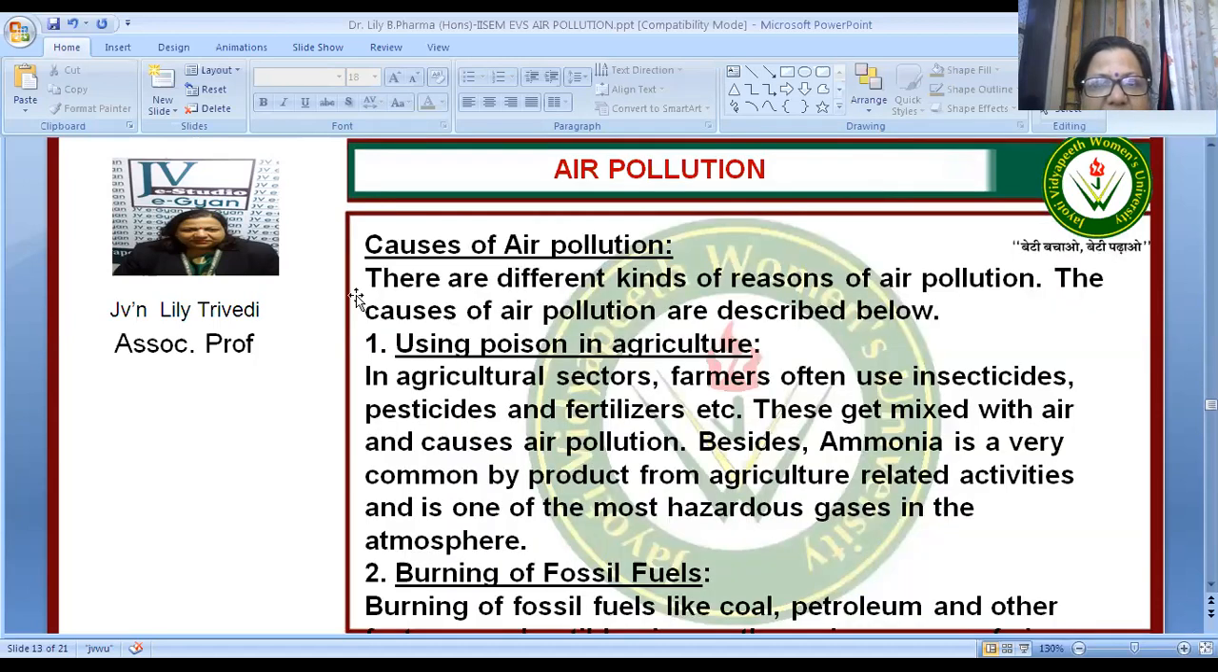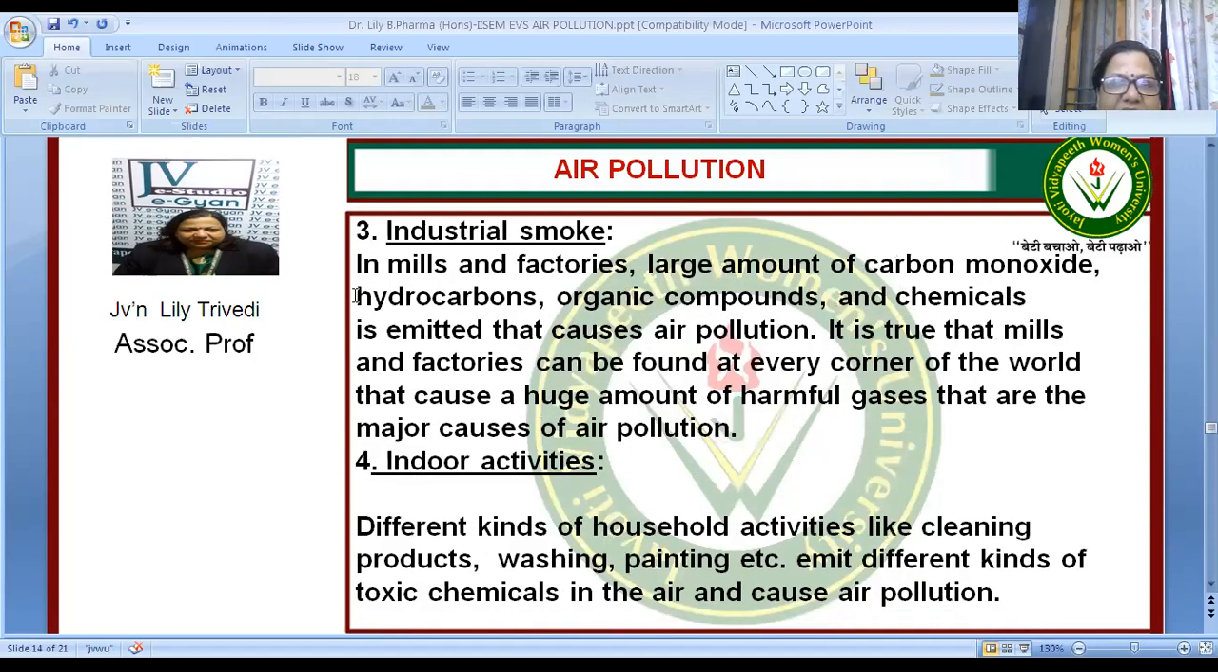Now, what are the causes of air pollution? Using poison in agriculture. Poison means insecticides, pesticides, and fertilizers. Now they get mixed with the air and cause air pollution. Besides these, ammonia is also a very common byproduct from agriculture related activities and is one of the most hazardous gases in the atmosphere. The burning of fossil fuels like coal, petroleum, and others is causing air pollution.